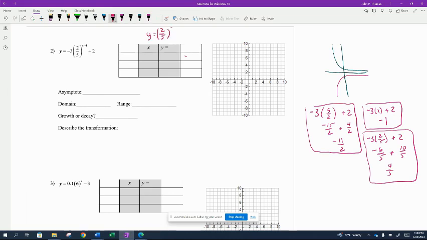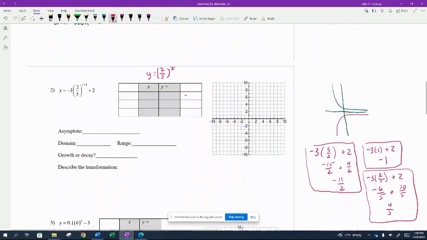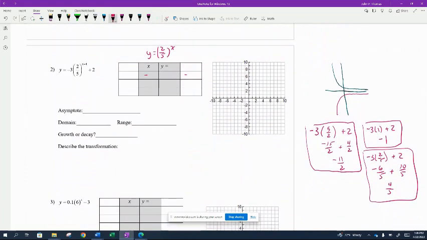Okay, so let's take a look at the next example. This time we have a parent function of y equals 2/5 to the x. All right, so our base is 2/5 this time, instead of last time when we had a base of 2. So we take and we build our parent function table.